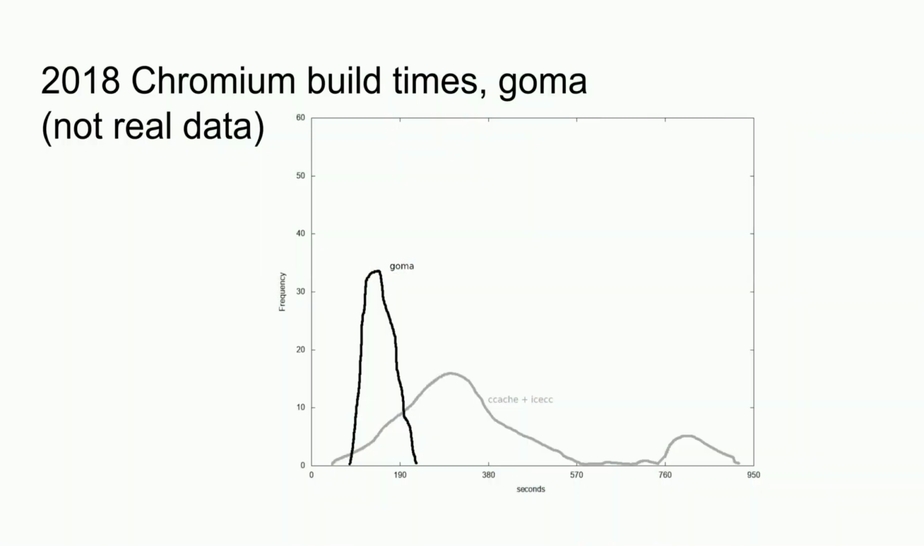So here are the results. You can see that we're not quite as fast as the absolute fastest builds with ccache. We give up maybe 10, 15 seconds. But to get a really high hit rate is really common, so our Goma build times are much less distributed.